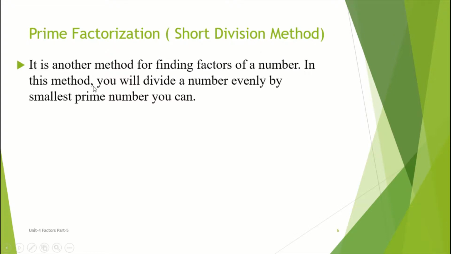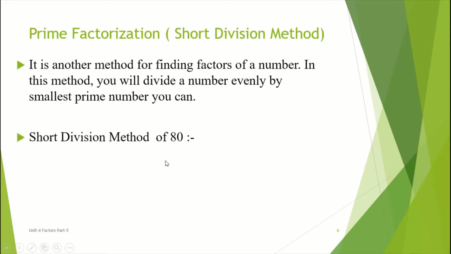In this method you will divide a number evenly by the smallest prime number you can. You have to divide the number by the smallest prime number you can, and you have to keep on dividing till the time you get 1 at the end. And yes scholars, you have to divide with only prime numbers. You will not use composite numbers. Now we will see one example.